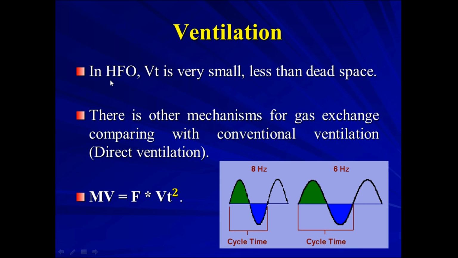So in high frequency oscillation, tidal volume is very small, less than dead space. There are other mechanisms for gas exchange compared with the conventional ventilation, the direct ventilation. In conventional ventilation, the air will come in and out based on the driving pressure. That's what we call convection. Here in high frequency, there are other mechanisms. The diffusion is another mechanism. We'll talk about that quickly in the next slides, which is beyond the scope of this presentation. Even the minute ventilation has a different formula. Minute ventilation is equal to frequency multiplied by tidal volume squared.